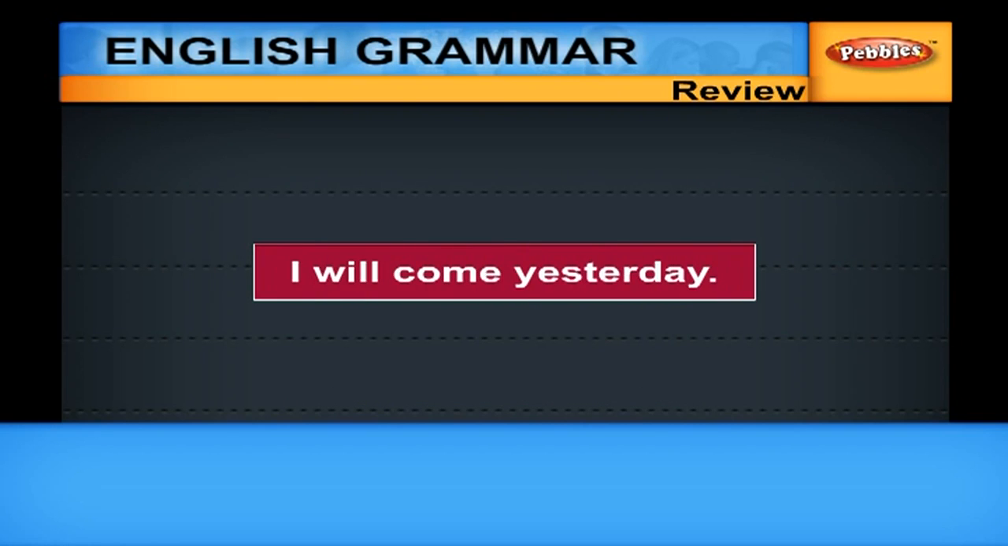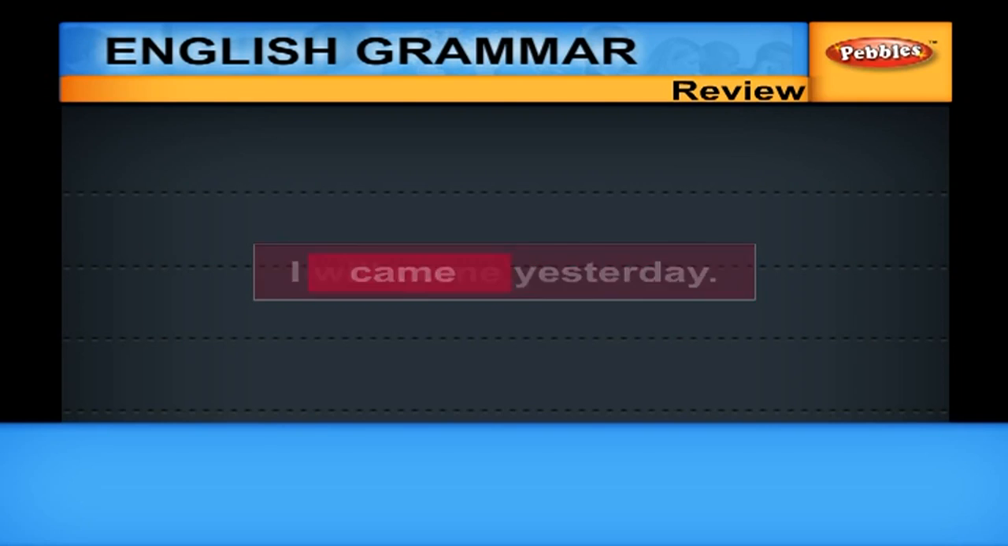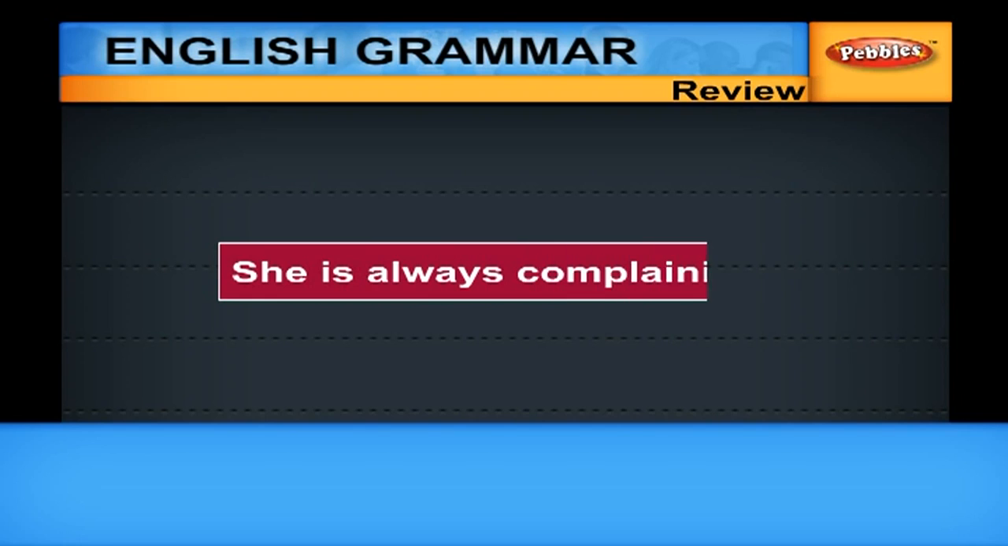I will come yesterday. Here, the action referred to is a past action, but the verb is in future. The correct sentence will be I came yesterday. Let's see another example. She is always complaining. Here, the mistake is it refers to a habitual action, but continuous is used. So, the correct form will be she always complains, doesn't it?